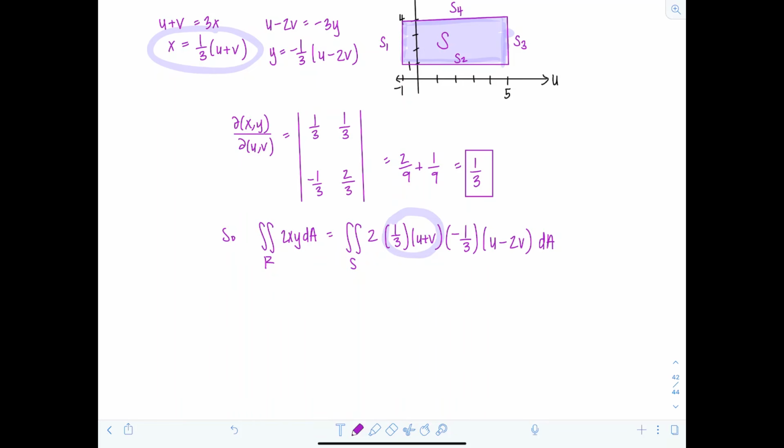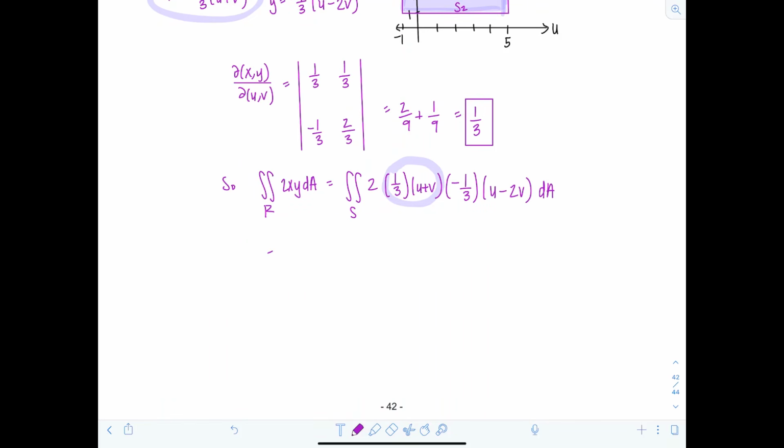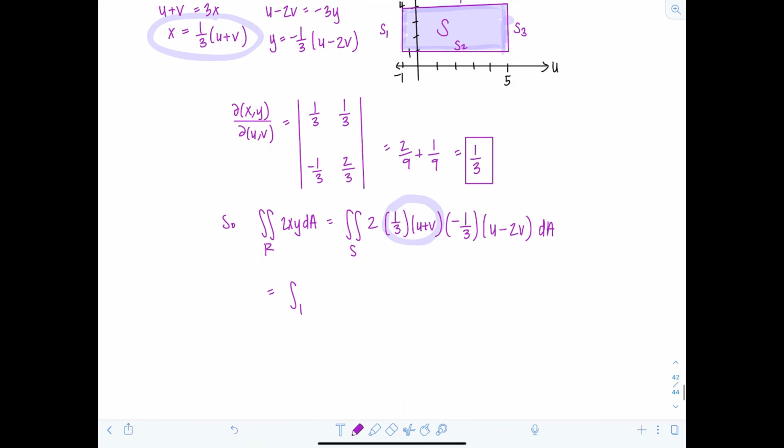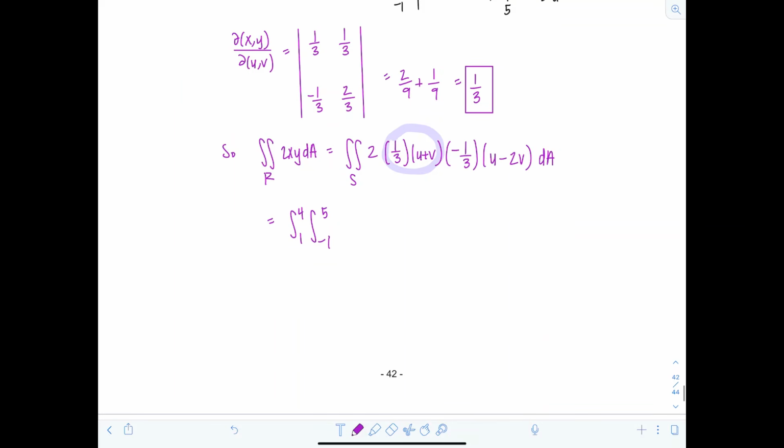And from here, just make a decision, okay? So look at your region. I'll just do du dv, so I'll have limits for v outside last, so v should go from 1 to 4. u is going to go from -1 to 5. And then I'm still going to have 2 times 1/3 times (u plus v) times -1/3 times (u minus 2v). And then remember, dA is 1/3, the absolute value of my Jacobian, du dv. Here is dA.